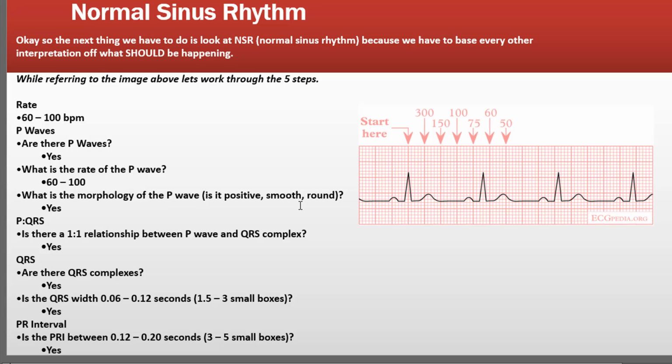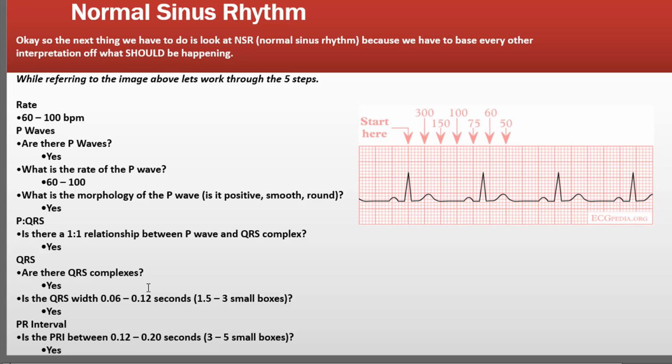So is it positive? Is it smooth and round? Yes, it is. That's good. Is there a one-to-one relationship between the P and the QRS? We just saw that. Are there QRS complexes? Yep, there are. And are the QRS and the PR interval good?